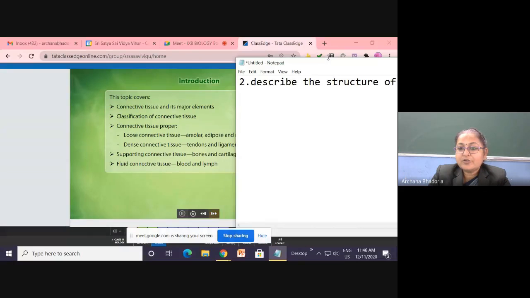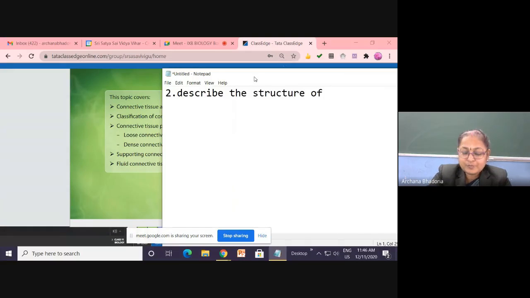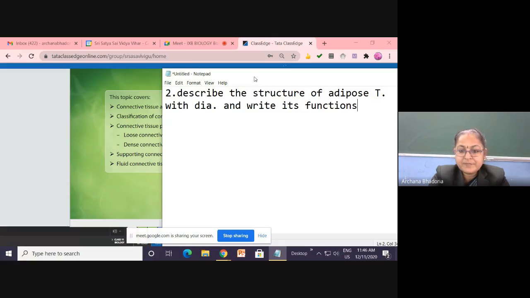Describe the structure of adipose tissue with diagram, and write its functions. So this question is already given.